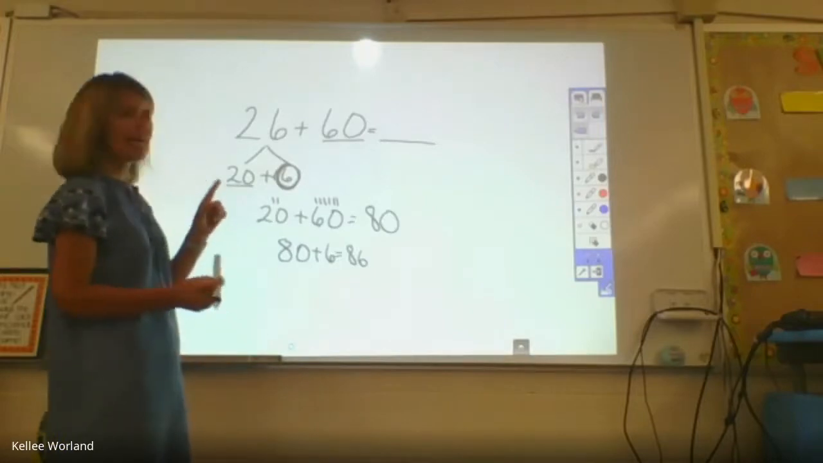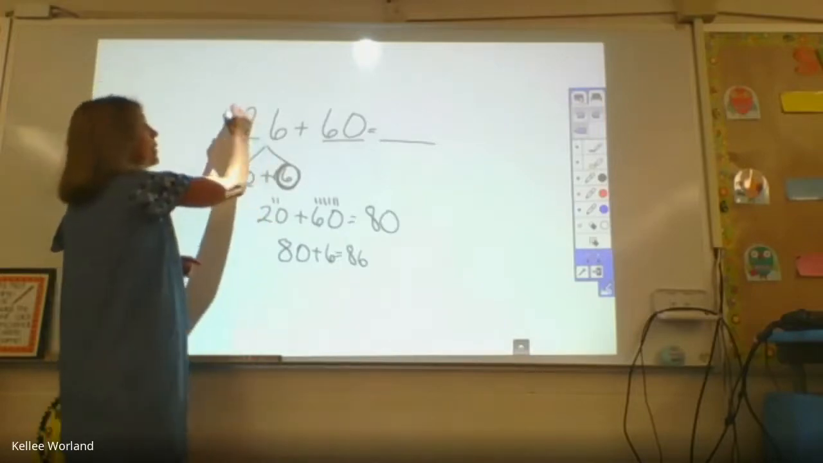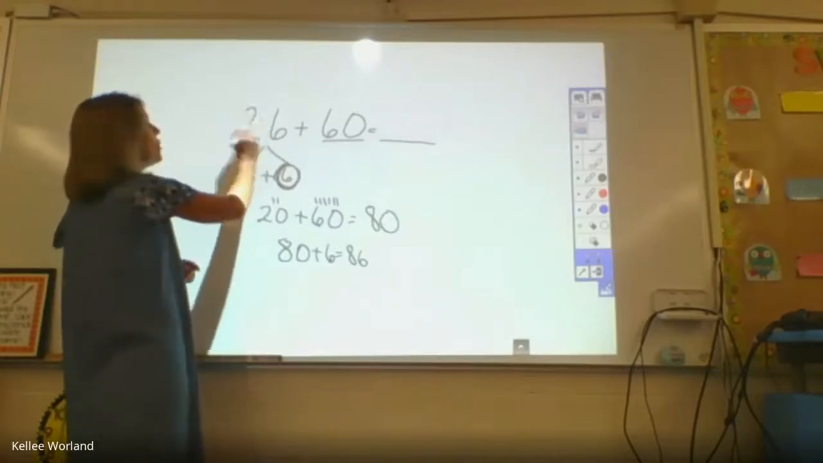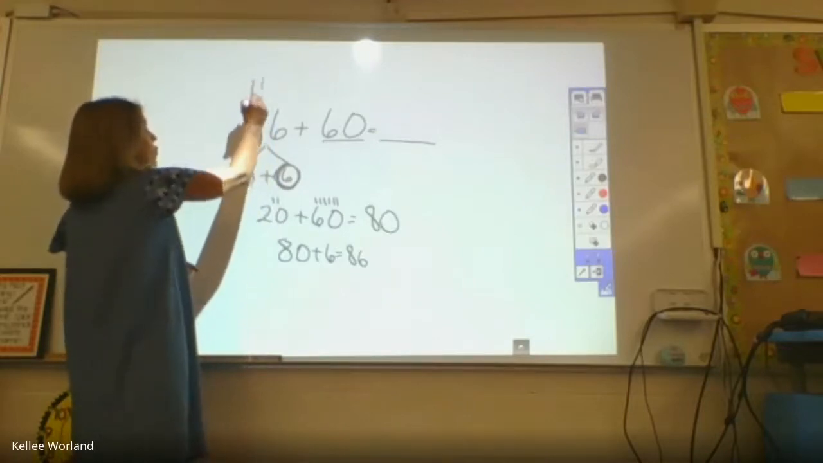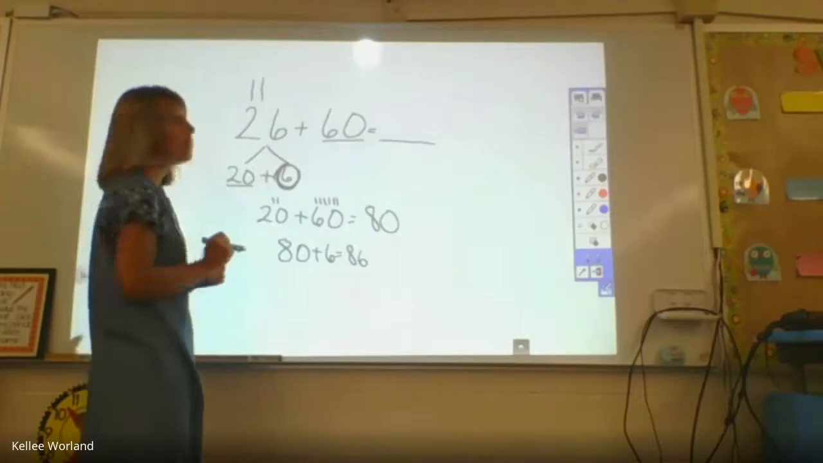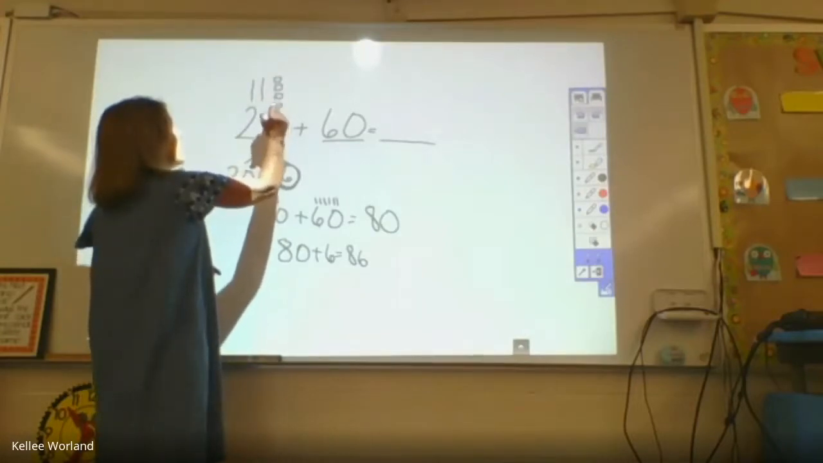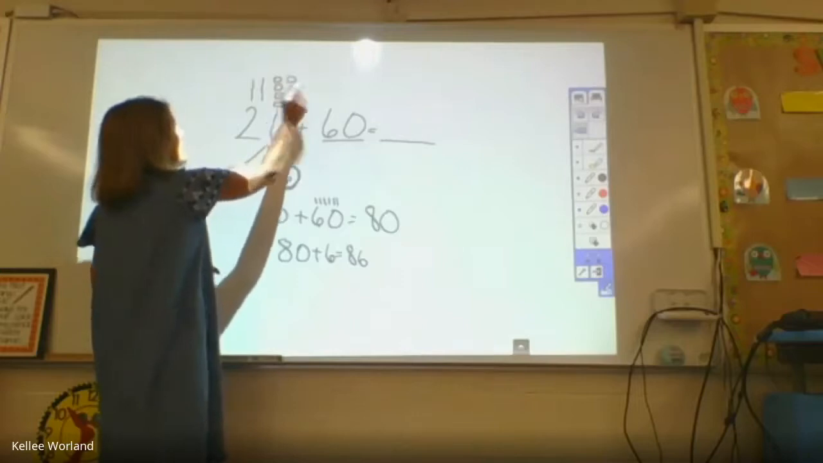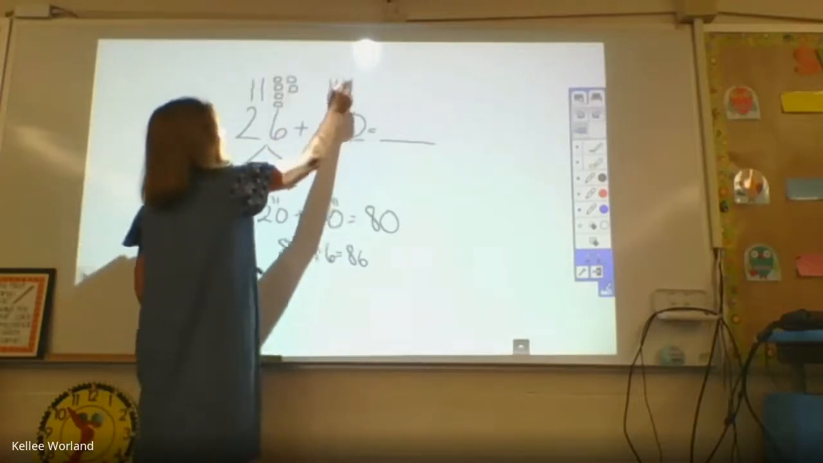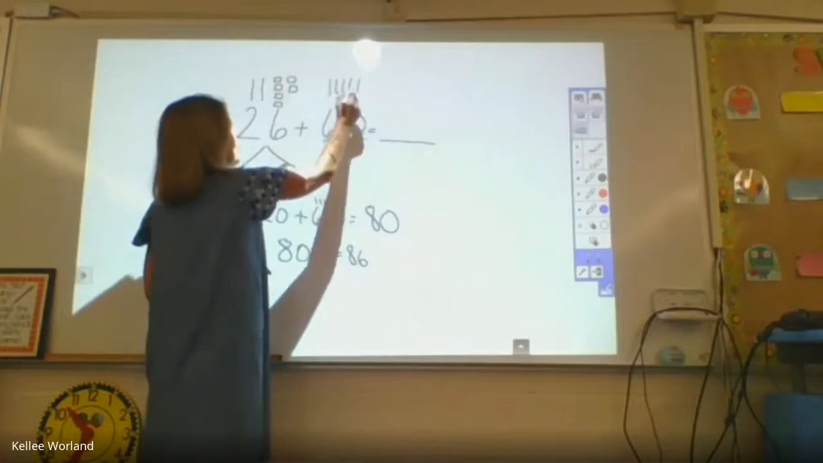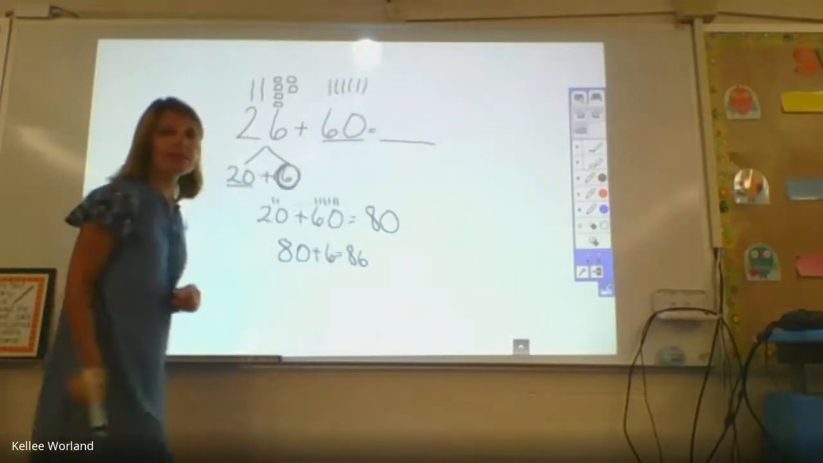Or you could have done it this way. Now I'm going to go up here. So watch up here, okay? 26. I can make 2 10 rods and then 6 ones. Then I can make 10, 20, 30, 40, 50. I can make 6 10 rods.